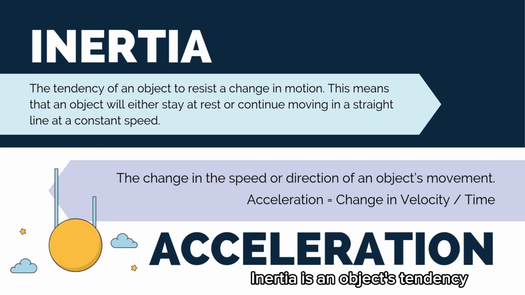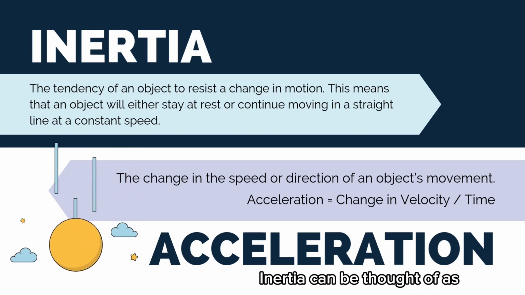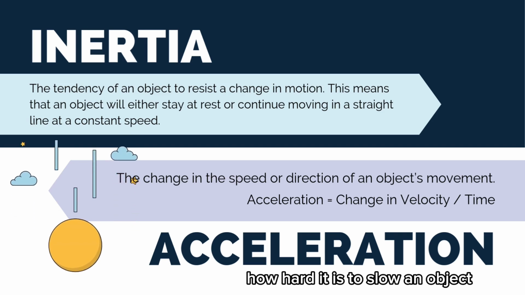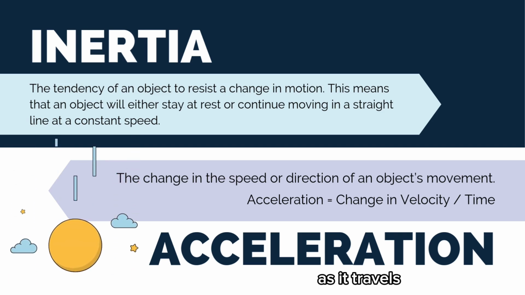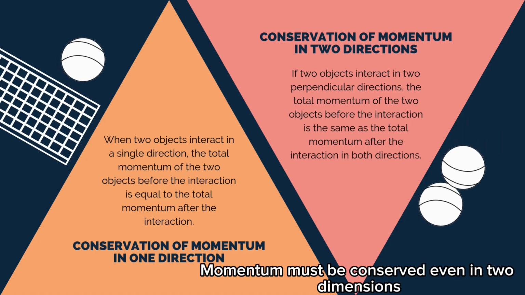Inertia is an object's tendency to resist a change in motion. Inertia can be thought of as how hard it is to slow an object as it travels, or how hard it is to get an object moving from rest.